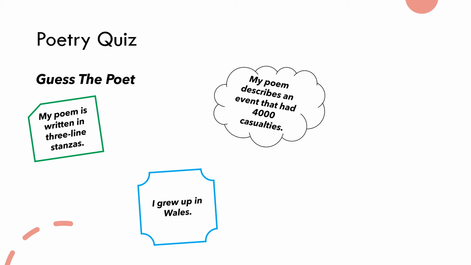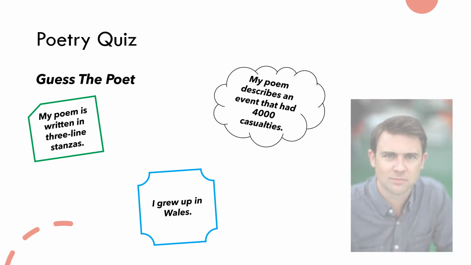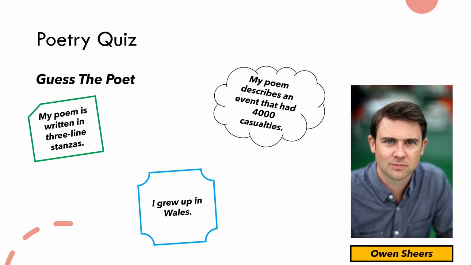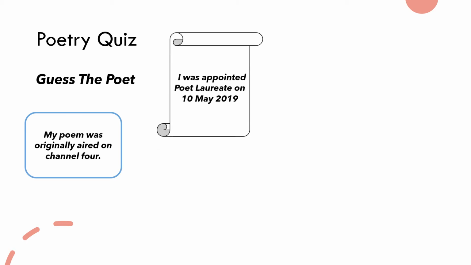So if you'd like to pause the video now and have a think, you're more than welcome to do so. I'm going to go ahead and reveal the poet in question. So it is, of course, Owen Sheers. Okay, moving on. So the next one. My poem was originally aired on Channel 4. Again, just from that you can probably figure out it's quite a contemporary poem. I was appointed Poet Laureate on the 10th of May 2019.